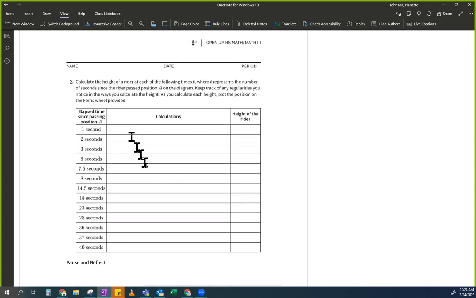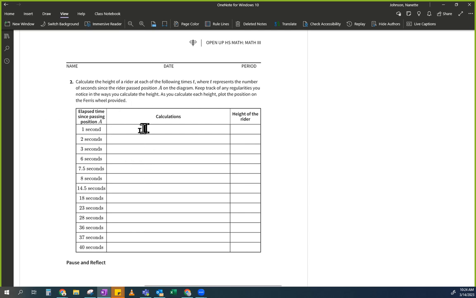All right, so now they want you to do the same thing, except for 1 second and 2 seconds and 3 seconds and 6 seconds and 7.5 seconds, 8 seconds, and all these seconds. So calculate the height of a rider for each of these times and represent the number of seconds since the rider has passed A on the diagram. Keep track of the regularities you notice when you calculate this.